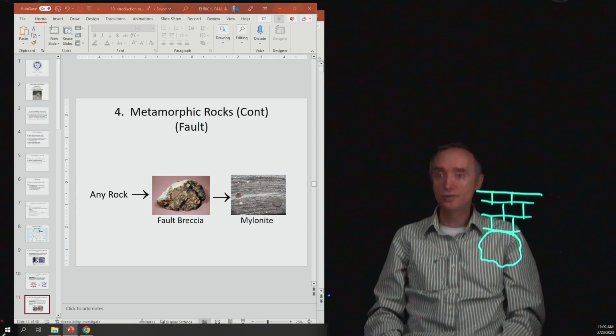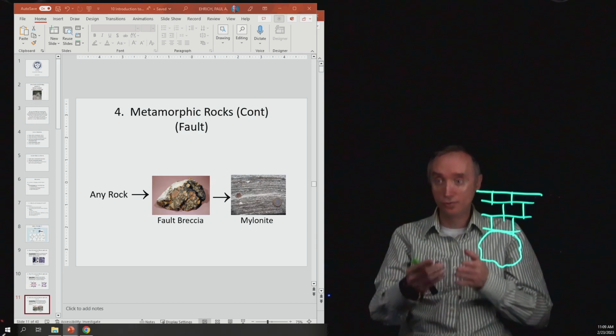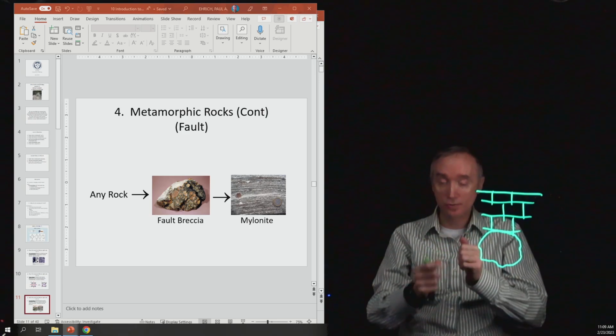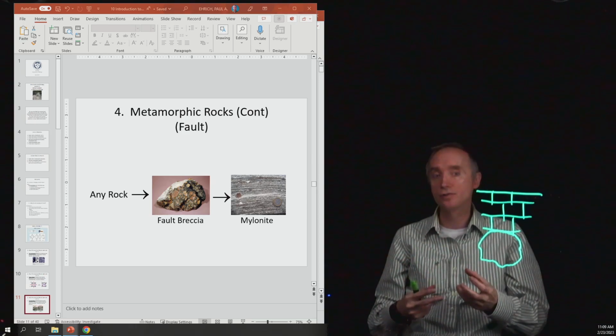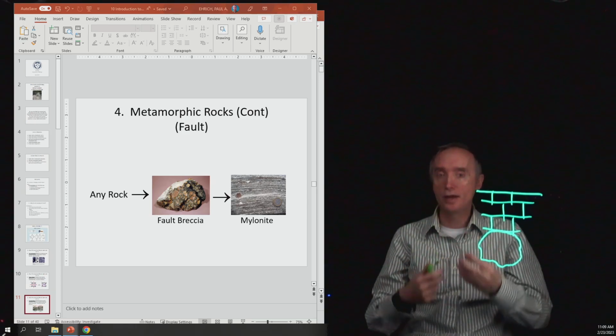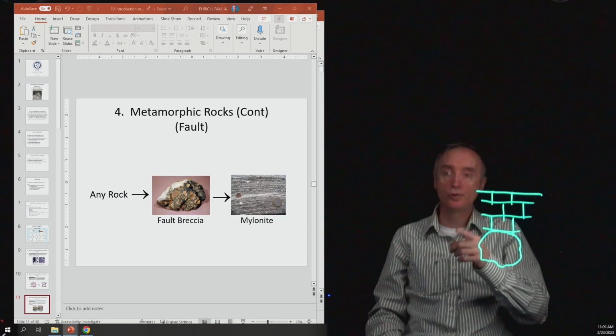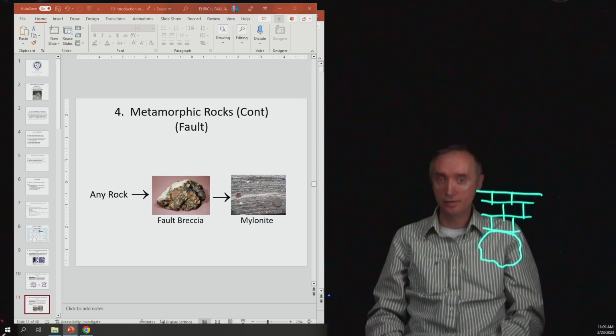Now, if you also apply heat to it, in addition to the forces in between the two plates, you can smear out those pebbles and crystals, and you can end up with what's referred to as a mylonite.